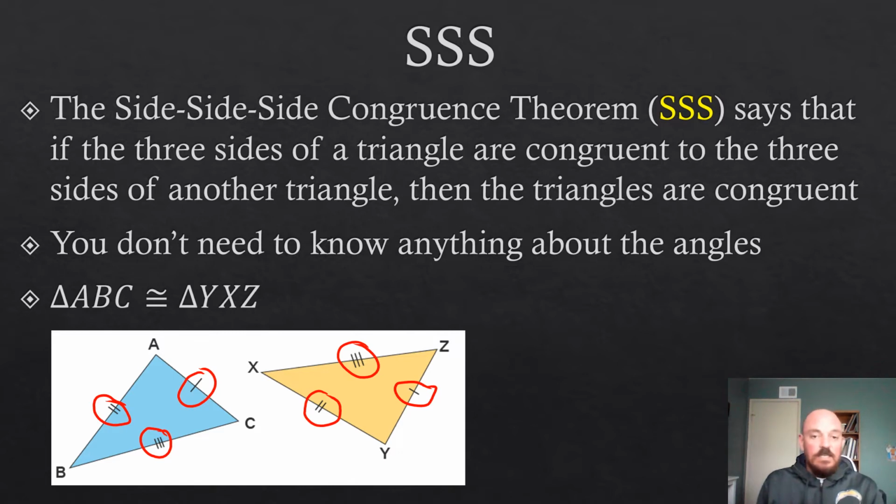Now notice I didn't say anything about the angles. You don't have a single angle marked congruent in this picture, and that's okay. Just from that information, it's enough for me to say triangle ABC, the blue one, is congruent to triangle YXZ, the orange one. And my reason, if I was doing a proof, would be SSS.